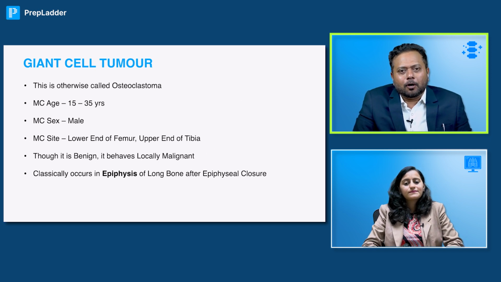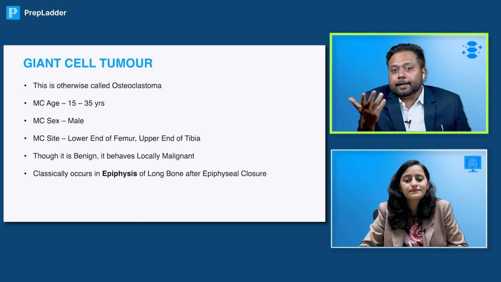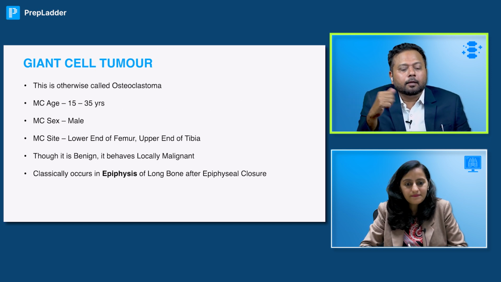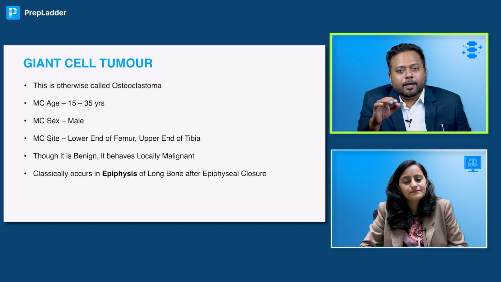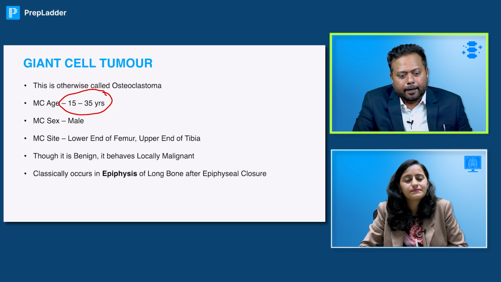So, let us see the important facts in giant cell tumor. This is otherwise called osteoclastoma, because the multinucleated giant cell seen in the histopathology exactly looks like an osteoclast. The most common age is 15 to 35 years. This is the correct range. And it has a male preponderance. The most common site is lower end of femur and upper end of tibia, that's around the knee joint.